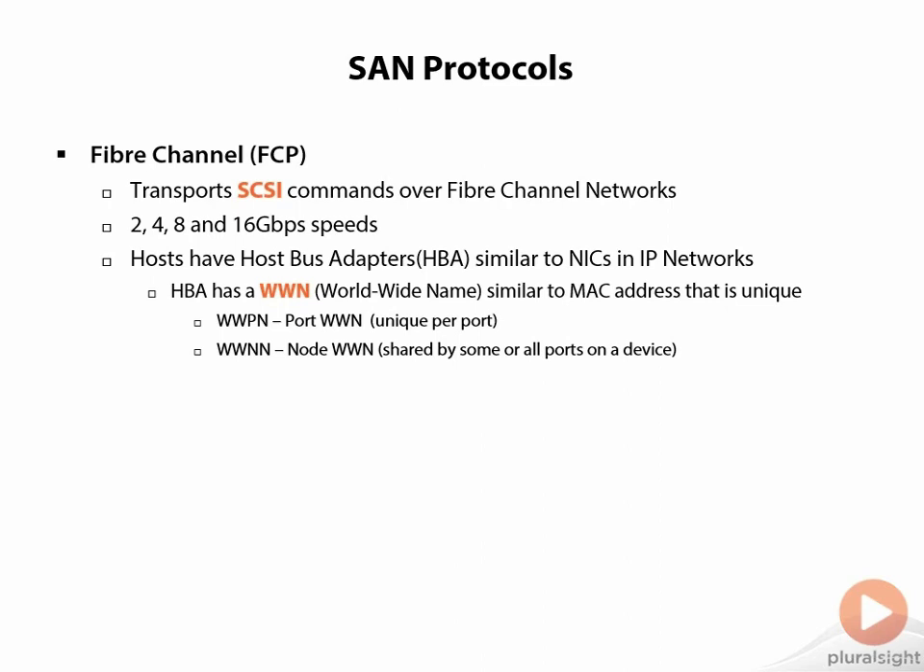Fiber Channel networks can run at one of several speeds: 2, 4, 8, or 16 gigabits per second. Typically, most environments are going to be running either 4 or 8, although you may see some of the newer installations running 16 gigabit per second.